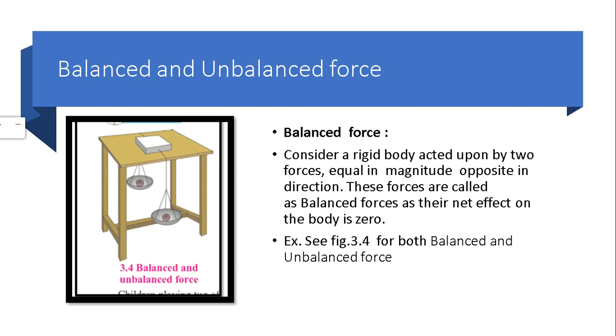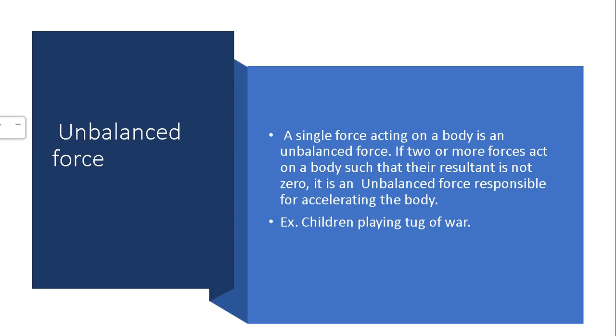In the second case, if the mass of one pan is more than the other pan, then what do you observe? You will observe that the wooden block, or that wooden box, will shift to that side where the mass is more. So this is an example of unbalanced force. Now unbalanced force means what? A single force acting on a body is an unbalanced force. If two or more forces act on a body such that the resultant is not zero, it is an unbalanced force responsible for accelerating the body.